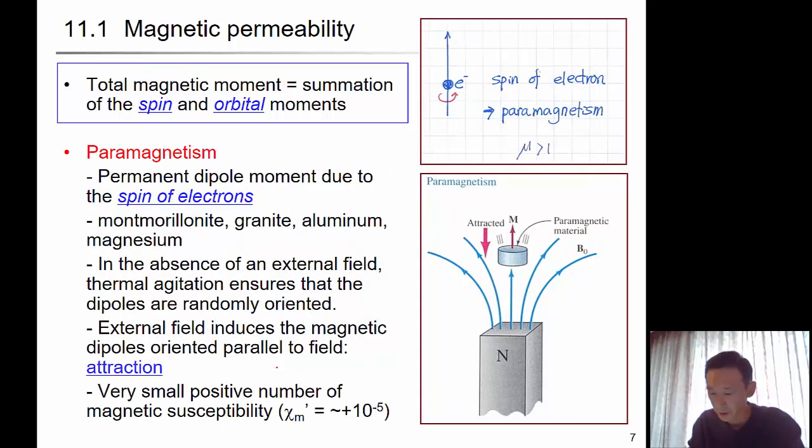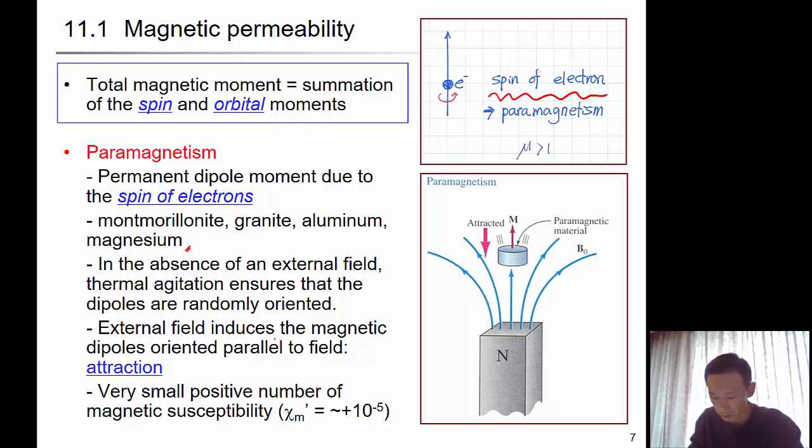And paramagnetism is at a smaller scale. It's about the spin of the electron. So the spinning of unpaired electrons causes the paramagnetism. And montmorillonite, granite, aluminum, magnesium are paramagnetic materials. In the absence of the external field, thermal agitation ensures the dipoles are randomly oriented, so in that case the net magnetization is zero.